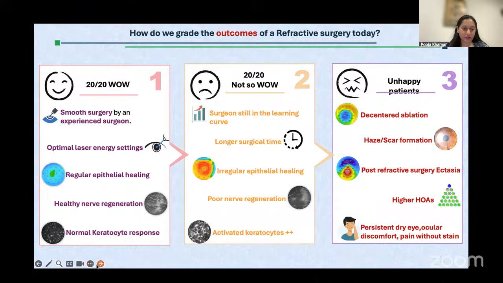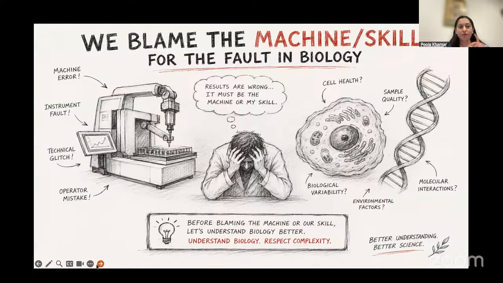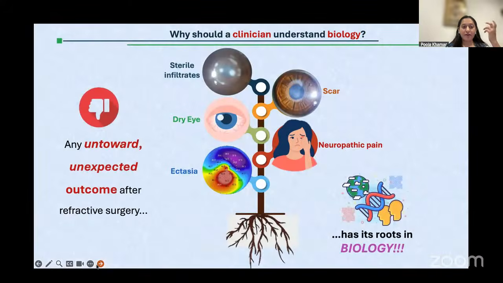However, when it comes to one of these, we always start blaming probably the machine, the technical problems, or the patient starts blaming the surgeon or the knowledge, or whether we really have done something wrong or not. So rather than just blaming the machine or the skills, have we ever realized that the fault may be in the biology, the cornea of a patient? Maybe the patient selection is accurate, but sometimes there are some underlying biological changes we sometimes don't see, and we do operate on a patient based on our topographies, our clinical examination, dry eye evaluation. And post-operatively, sometimes they can have sterile infiltrate.